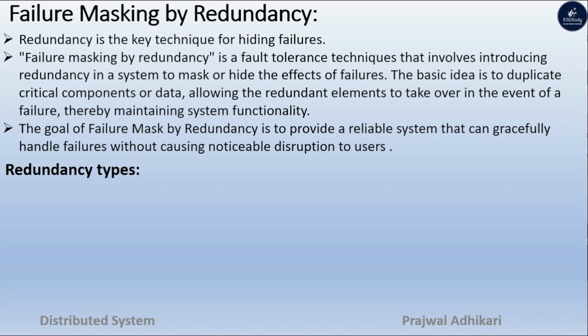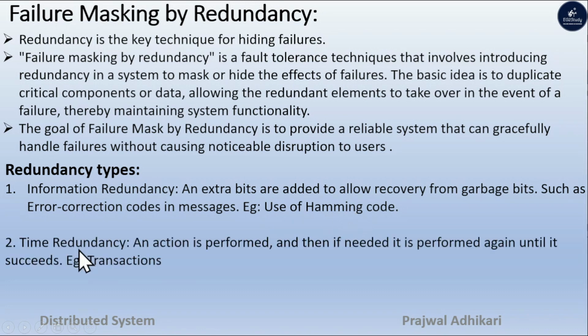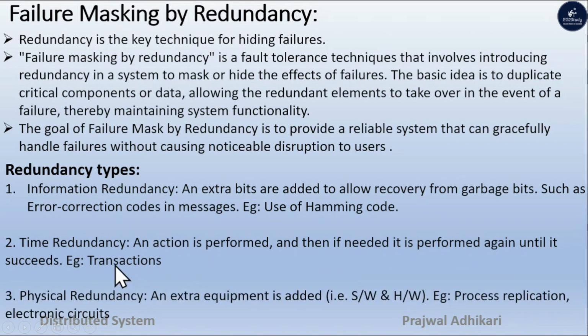Types of redundancy. Information redundancy: extra bits are added to allow recovery from garbled bits, such as an error correction code in a message, for example, use of Hamming code. Time redundancy: an action is performed and then, if needed, performed again until the transaction succeeds, for example, transactions. Physical redundancy: extra equipment is added, that is software and hardware, for example, process replication, electronic circuits, and so on.